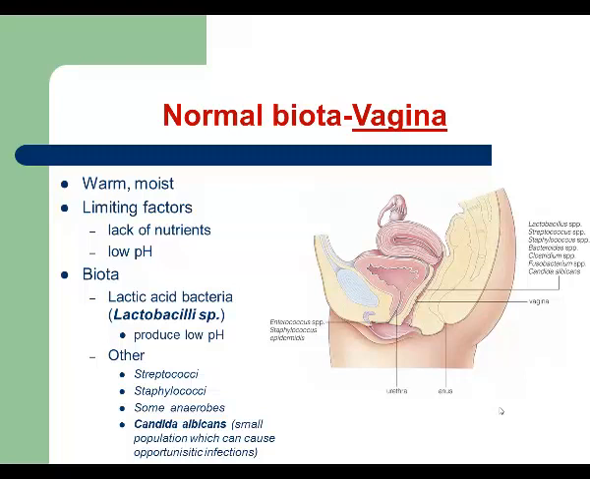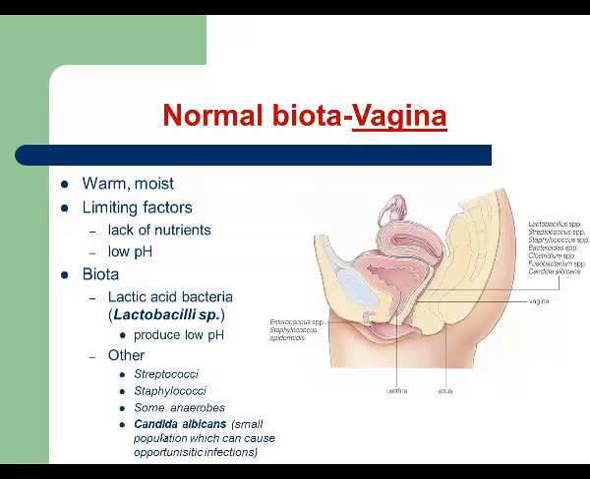The second limiting factor is low pH, or acidic environment. Please remember that low pH is actually created by Lactobacillus species. And remember, in the beginning of this lecture, we talked about the fact that estrogen supports growth of Lactobacillus species in the human vagina. So that's why the main example of normal biota of the vagina, of course, will be Lactobacillus species. Besides Lactobacillus species, what else can be found in this area?